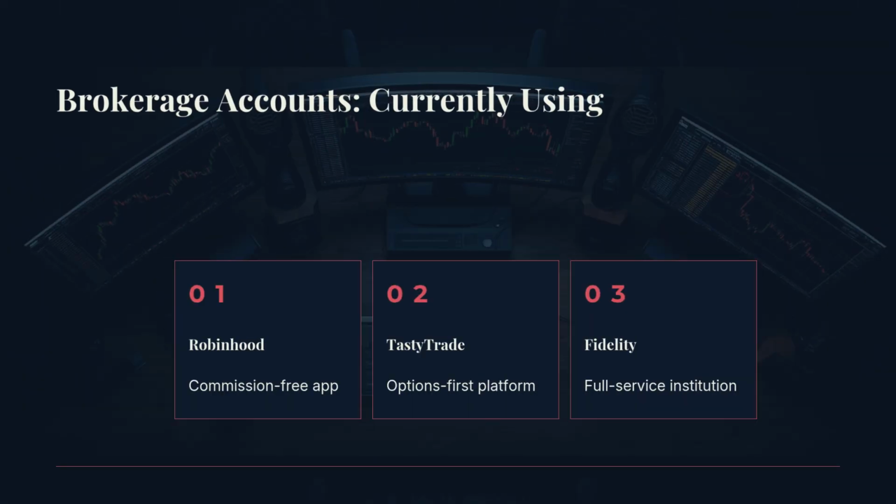In the past, I've dabbled with different apps and different brokerages. I've used Tos, which is Thinkorswim. It's part of TD Ameritrade now. I've used E*Trade. I know a lot of people like Interactive Brokers. But the three that I'm using right now are Robinhood, TastyTrade, and Fidelity, and they all have pluses and minuses that we're going to get into.